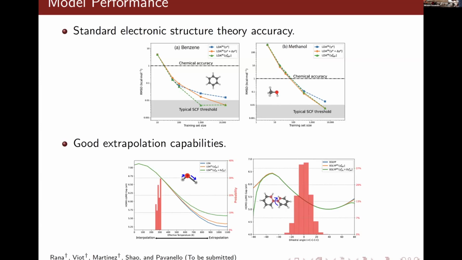So what we looked at is basically the HOMO-LUMO gap for these two molecules along some internal coordinates. And in these figures, these red histograms are the training point regime. And as you can see, both the ML models work pretty well, even far away from the training points. The accuracy of this optimized model, which is the orange curve, is much better compared to the original model.